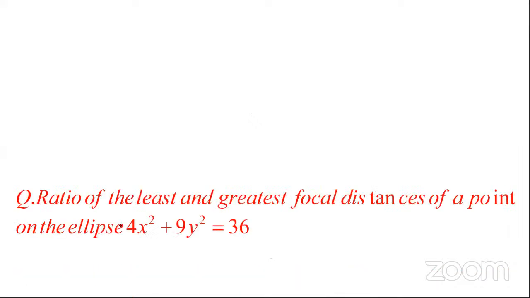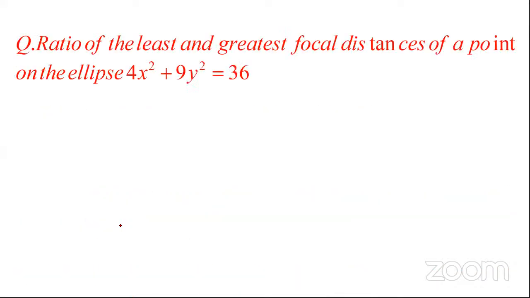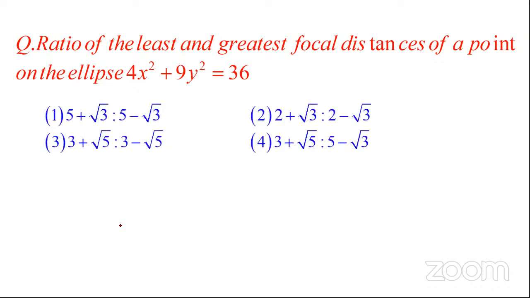Next question. The ratio of the least and the greatest focal distances of a point on the ellipse 4x² + 9y² = 36. The options are 5 + √3 : 5 − √3, 2 + √3 : 2 − √3, 3 + √5 : 3 − √5, and 3 + √5 : 5 − √3. We have to find the ratio of least and greatest focal distances.